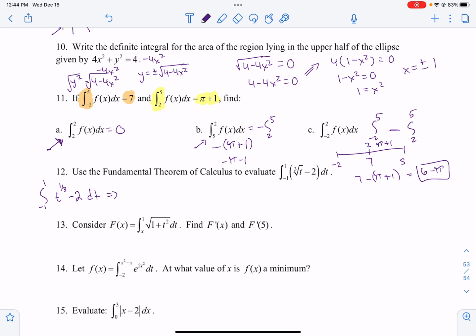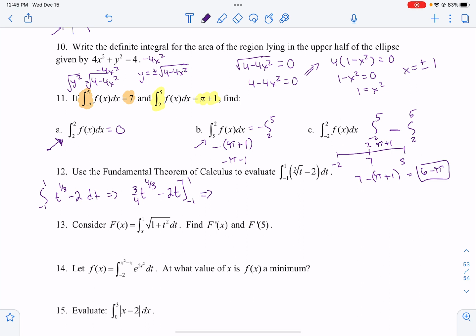All right, so t to the 1/3, I've got to add 1, so that becomes t to the 4/3. But I have to multiply by the reciprocal, 3/4. And then my minus 2 becomes minus 2t. I would normally put a plus c, but this is a definite integral, so my c is just going to end up canceling away because now that I have the integral, I just have to evaluate that going from negative 1 to 1.